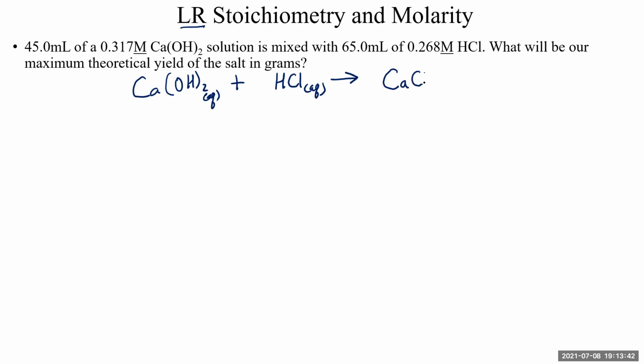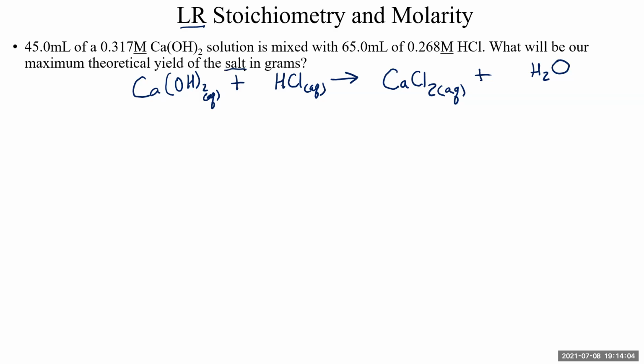Calcium will bond to the chlorides. It'll be CaCl2 because it takes two chlorides. That'll be aqueous. And then the other product will be the hydrogen plus the hydroxide, which will be, of course, water. Any neutralization reaction produces salt water, water plus some sort of ionic compound, which we can just call a salt. So calcium chloride is the salt.